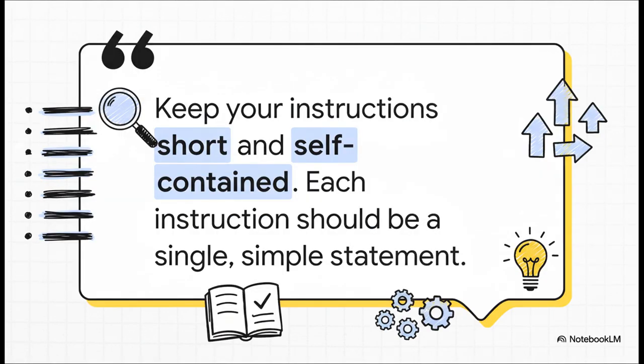And let's finish with one piece of golden advice, straight from the docs. Keep it simple. Don't write a novel. The AI works best with short, self-contained instructions. You should be thinking in bullet points, not paragraphs. It's just so much easier for the AI to understand and follow simple statements correctly.